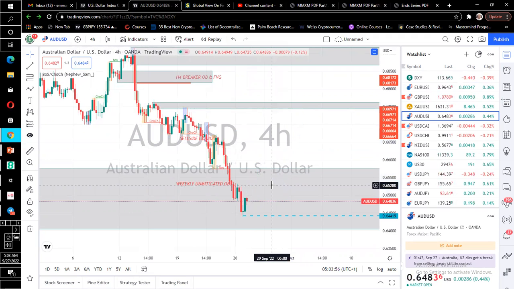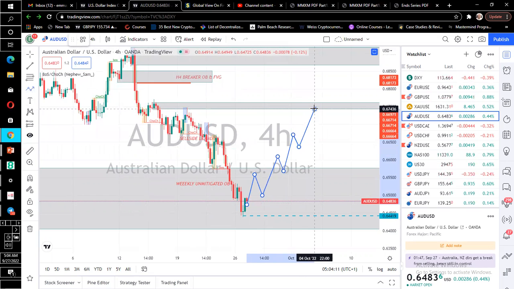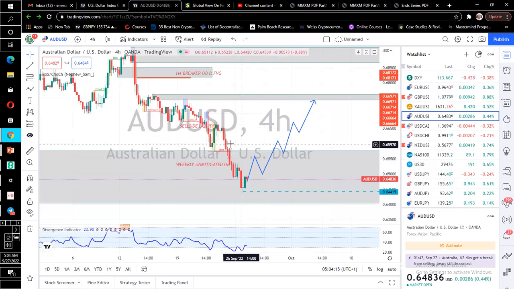Let me take this out. I like to see something like this to the upside. Trade into there. Come in. Right. I'm expecting a wave back to the upside, a corrective wave. That is what I'm expecting here.